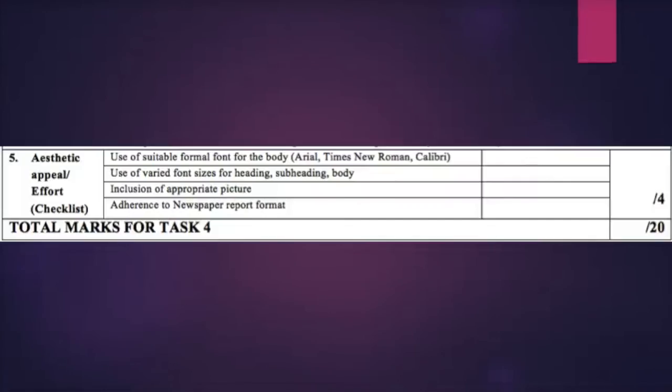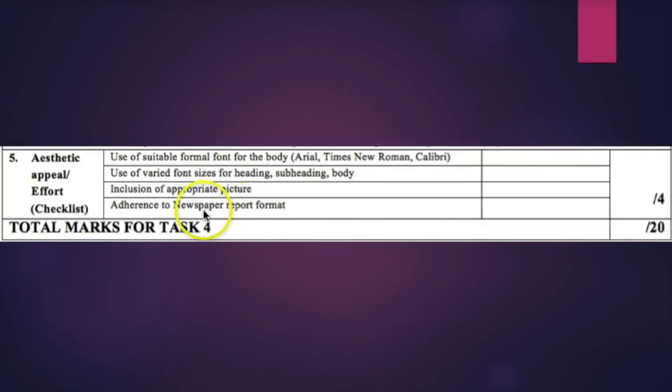Lastly, we have these 4 things that are basic requirements of a newspaper report. Firstly, of course, use of suitable formal fonts. Comic Sans is not a formal font. Next, varied font sizes for heading, subheading, and the body. Of course, you need to tell which is which. Inclusion of an appropriate picture. The picture can be your own drawing of the crime scene layout, or it could be a picture of a woman who is Mrs. Stevenson or Mr. Stevenson or anything else that you think is important.